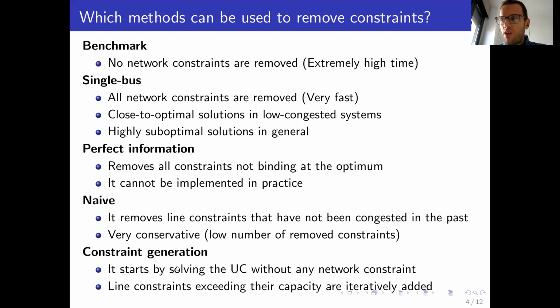Then we have the constraint generation method. This is going to start solving the unit commitment without any network constraint, like the single bus. Then it's going to compute the flows, and it's going to iteratively add the capacity constraint of those lines that have violated the capacity limit. So it's an iterative method.